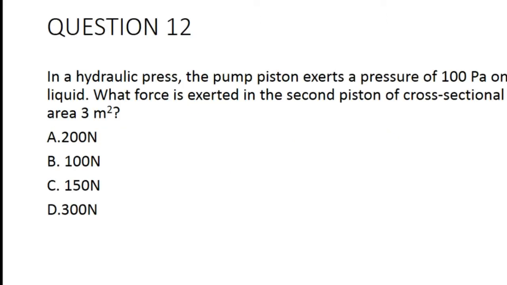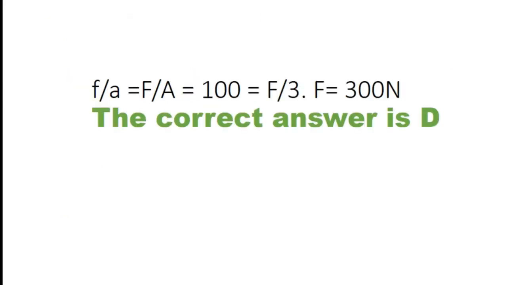Question 12. In a hydraulic press, the pump piston exerts a pressure of 100 Pa on the liquid. What force is exerted on the second piston of cross-sectional area 3 meter square? We'll use the formula small f over small a equals capital F over capital A. This will be equal to 100, which will be equal to F over 3. Therefore, our F is 300 Newton. That is option D.